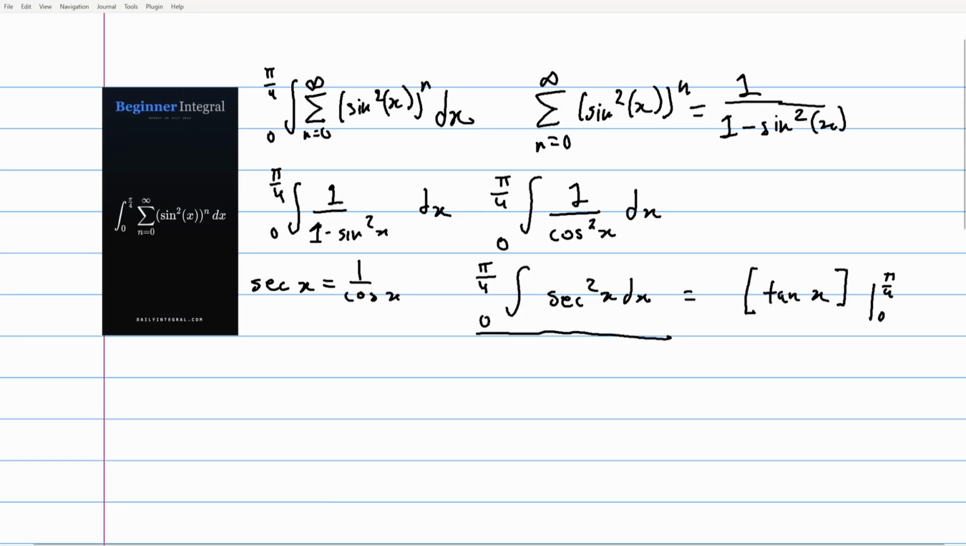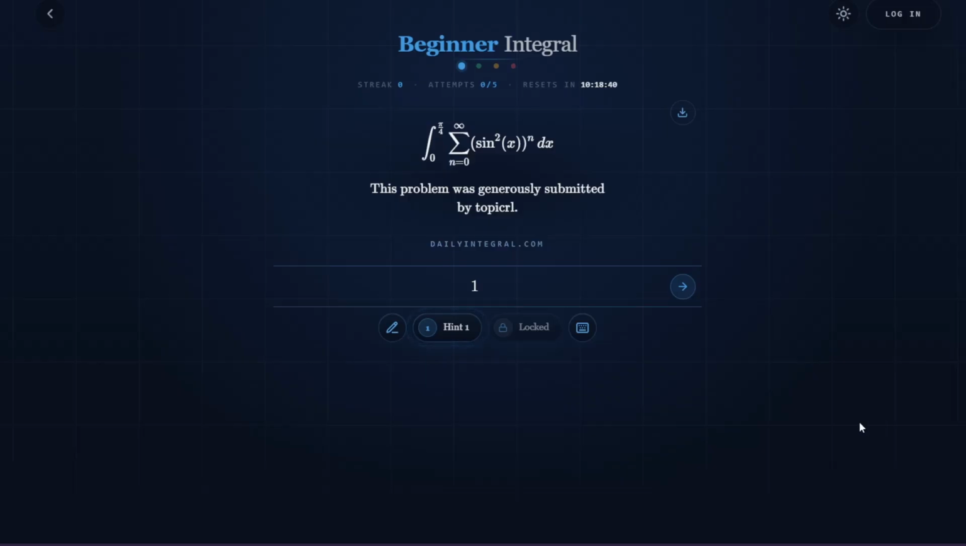All that's left is to use the fundamental theorem of calculus and determine our answer. Using the fundamental theorem of calculus, we can evaluate the integral to equal 1. Putting this into daily integral, we can see that this is correct.